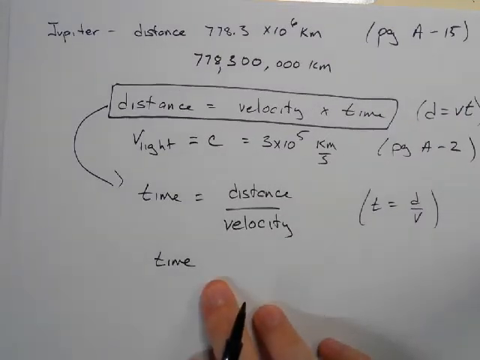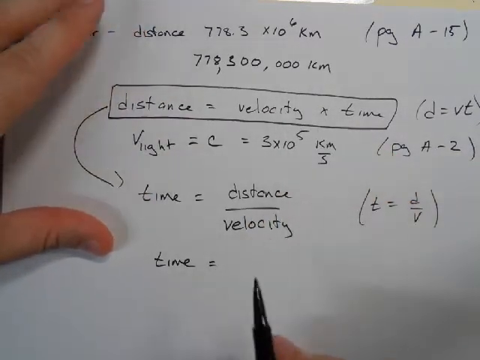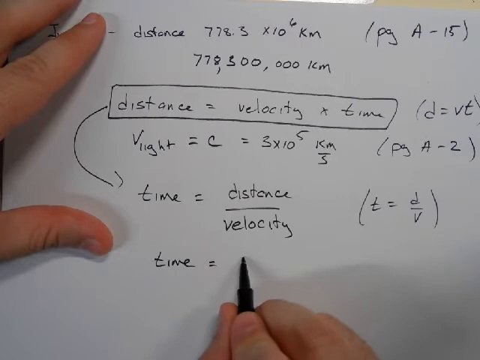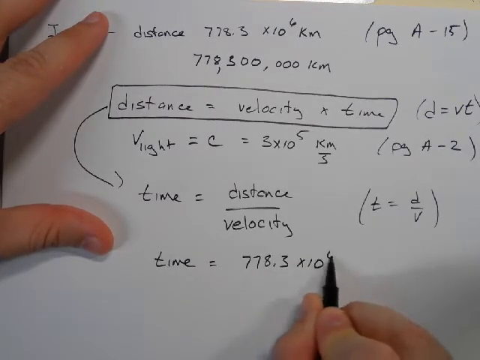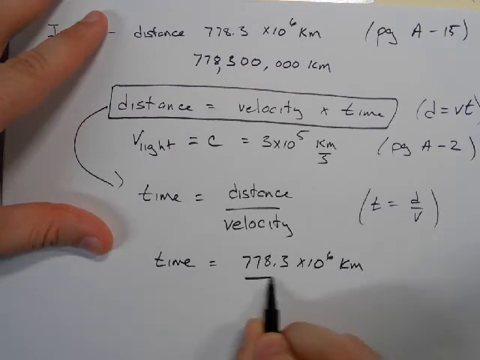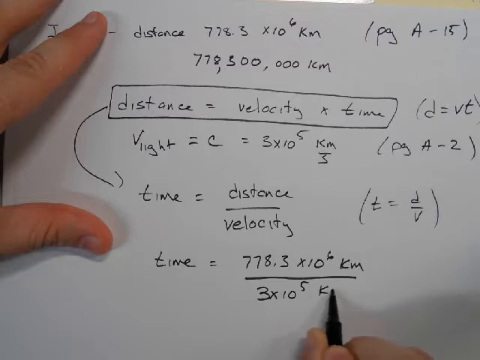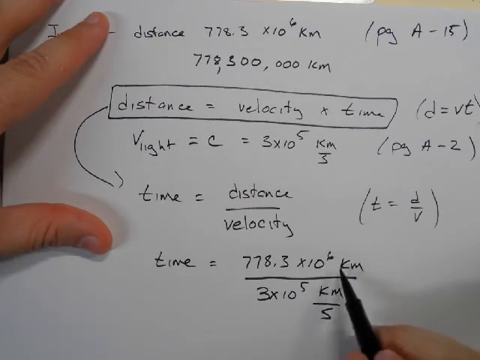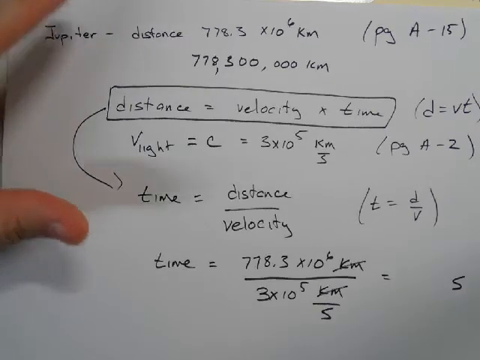So the time that we want is just going to be plugging in these numbers that we've looked for. We'll have 778.3 times 10 to the 6 kilometers divided by 3 times 10 to the 5 kilometers per second. This will give us something. These kilometers cancel, and this is just some number of seconds. Don't know what it is yet.